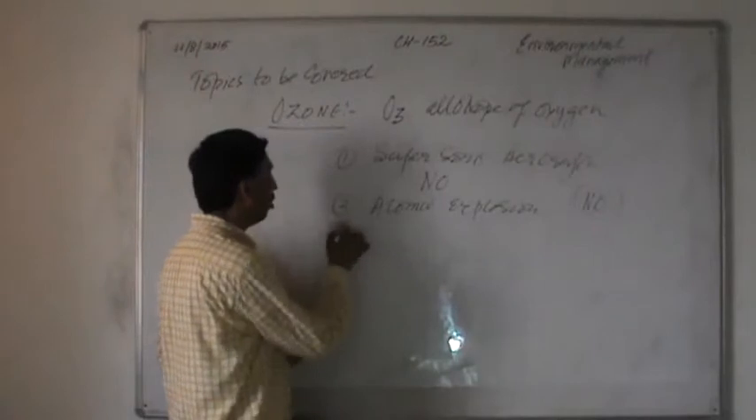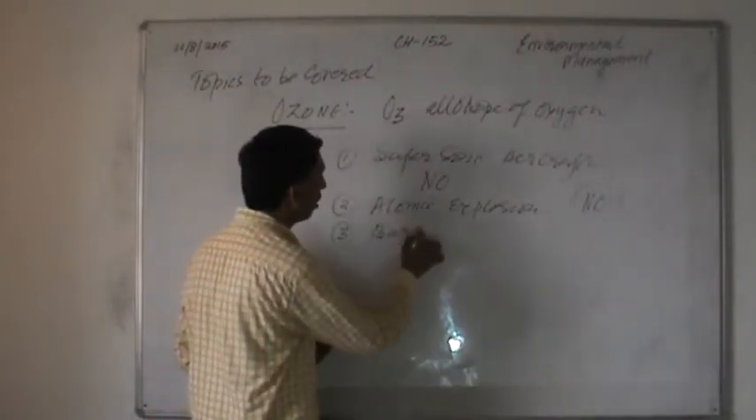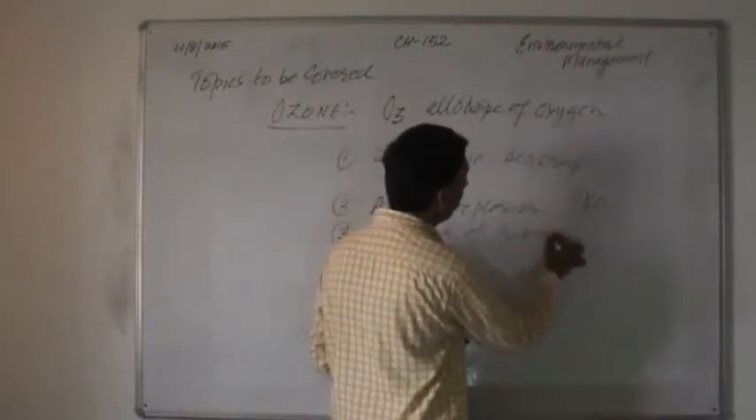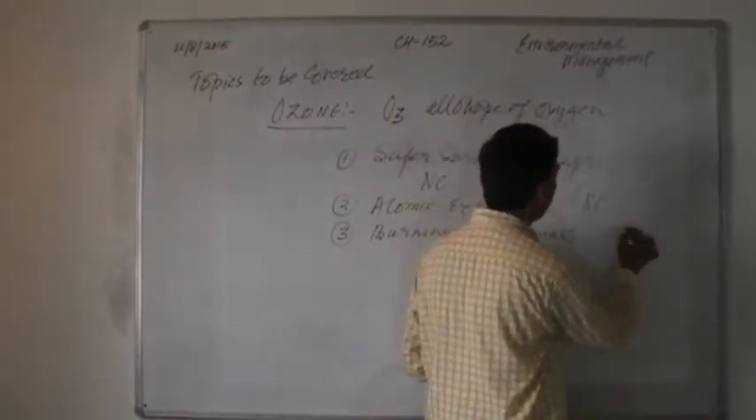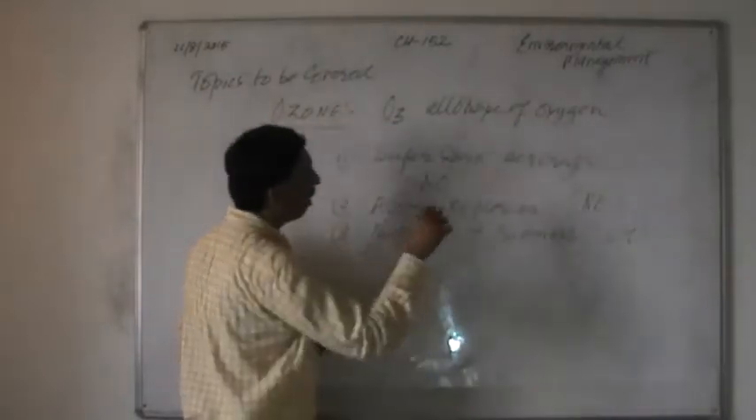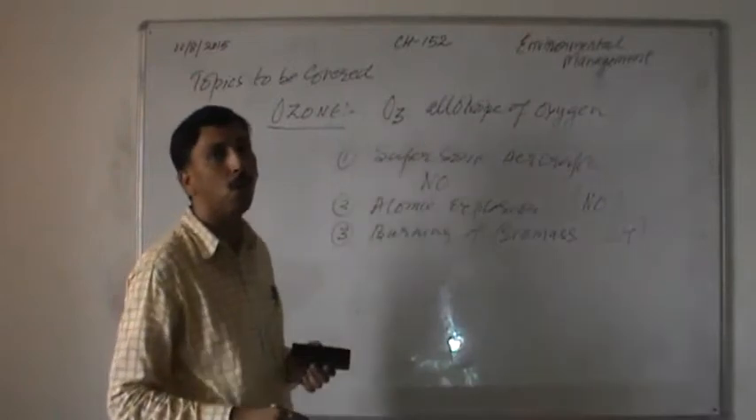Third, a major factor responsible is the burning of biomass. Now you will see how burning of biomass results in the depletion of the ozone layer, because it results in the formation of hydroxyl free radicals, which participate in the reactions that deplete the ozone layer.